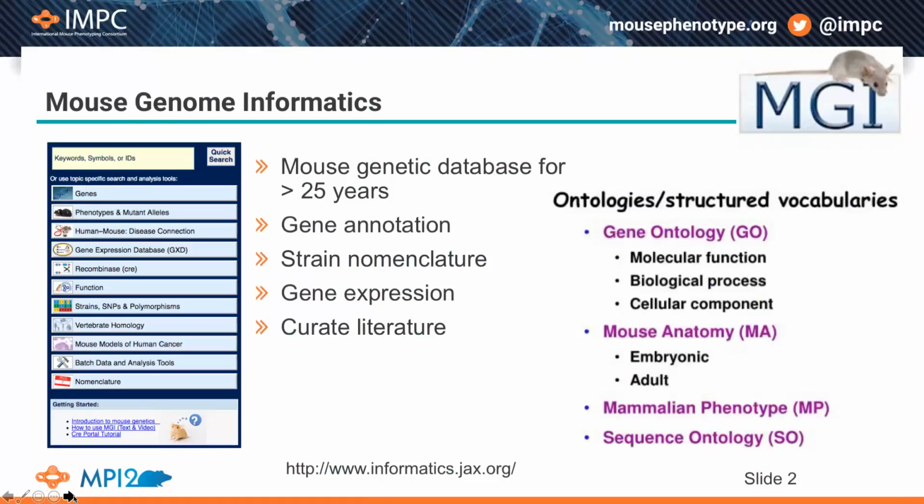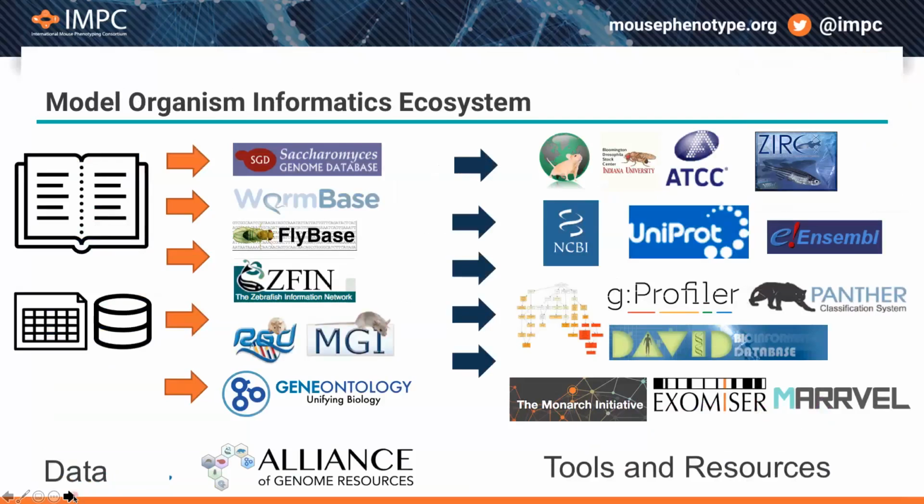If you want to know what a gene's function is, the gene ontology is the first place you go. And they developed other ontologies around anatomy and mammalian phenotype, which I'll come to in a bit. So it's a complex ecosystem that has evolved around model organisms. And it's a busy slide. I apologize for that, but I'll walk you through it.